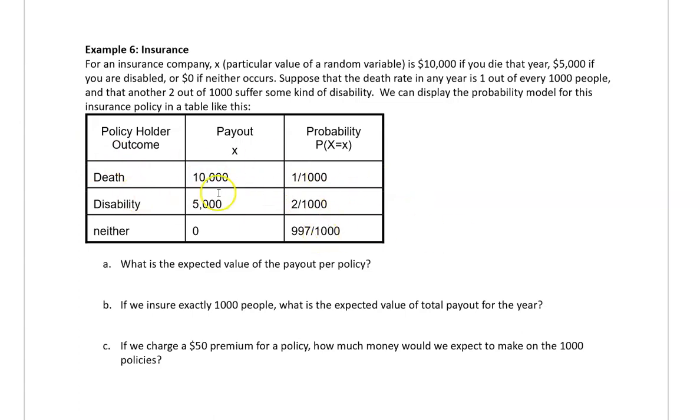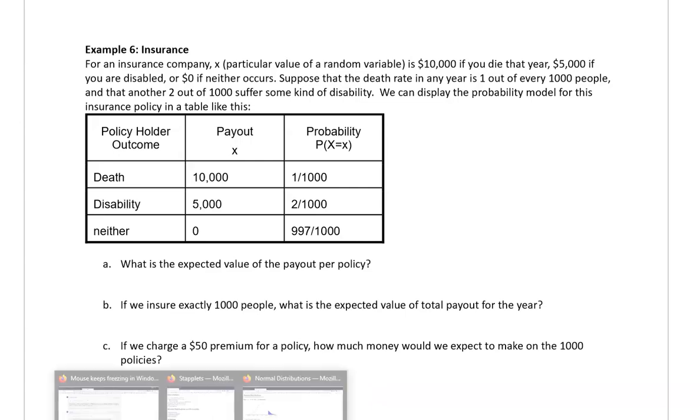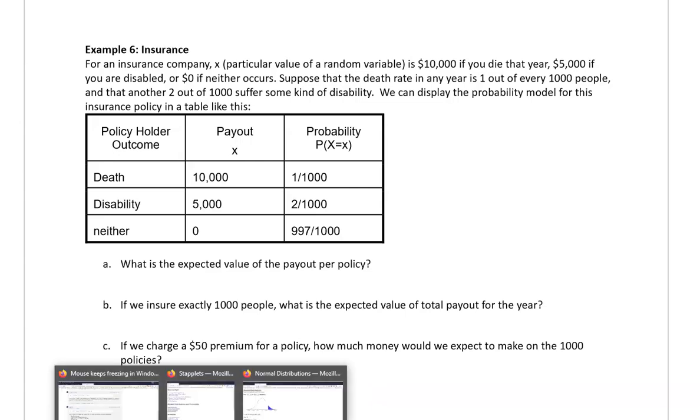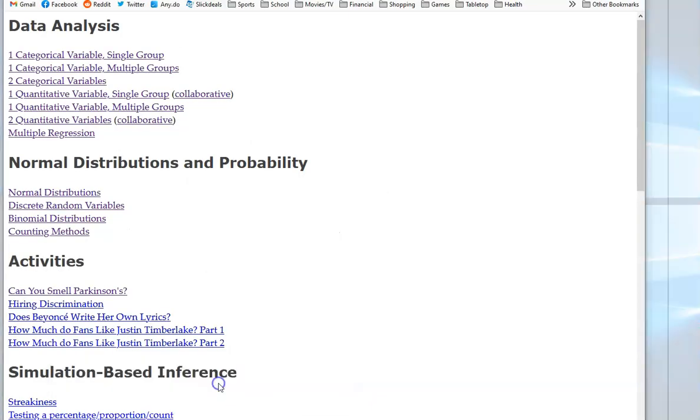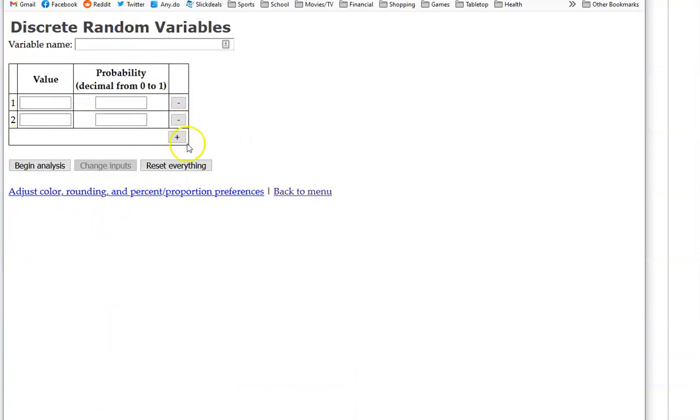So I need to get this table over to Stapplet to figure out the expected value. Or I can do it by hand, but it'd probably be better to do this in Stapplet because I want to get you the practice for Stapplet anyways. So I want you to go to stapplet.com and pause and take the time to do that if you need to. And go to discrete random variables.